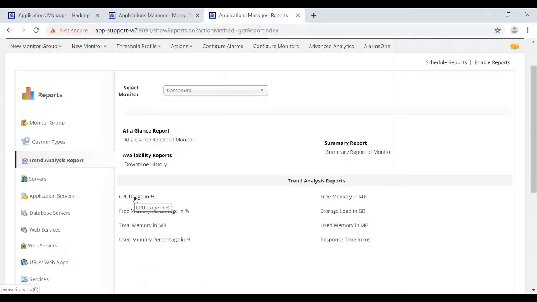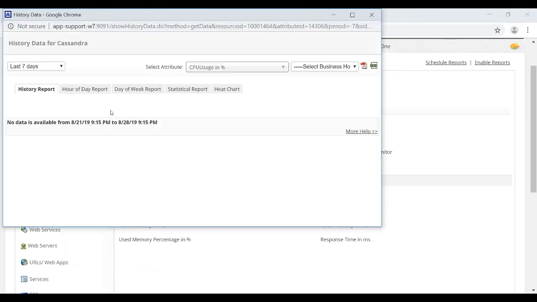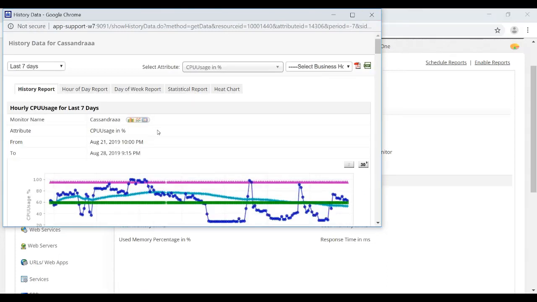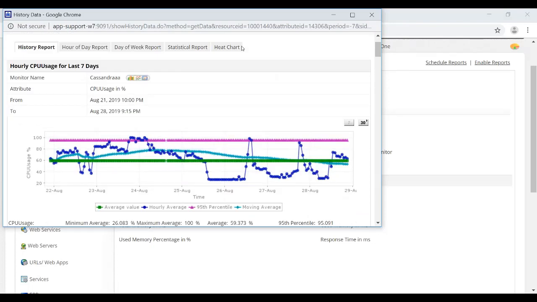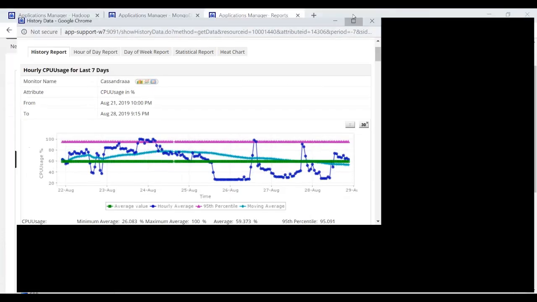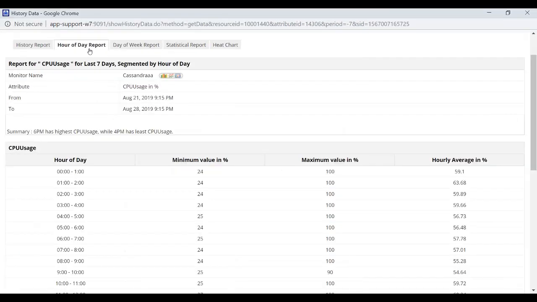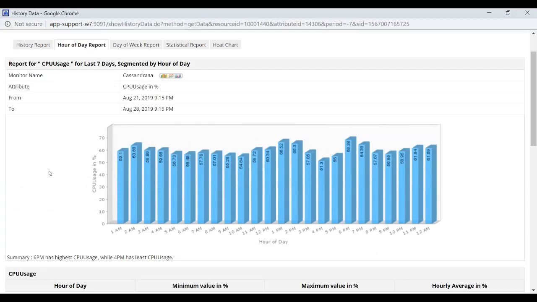And right here is the attribute-wise trend analysis that we were talking about. Let me just try and get data for Cassandra. Gives us information about the history report. Let me just maximize this for better visibility. The hour of the day report of this particular Cassandra database.